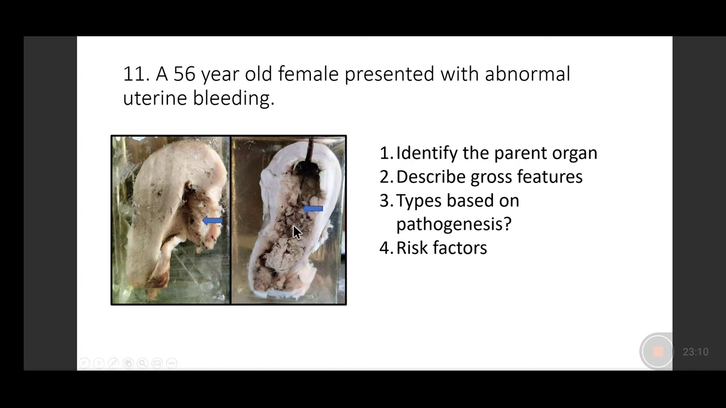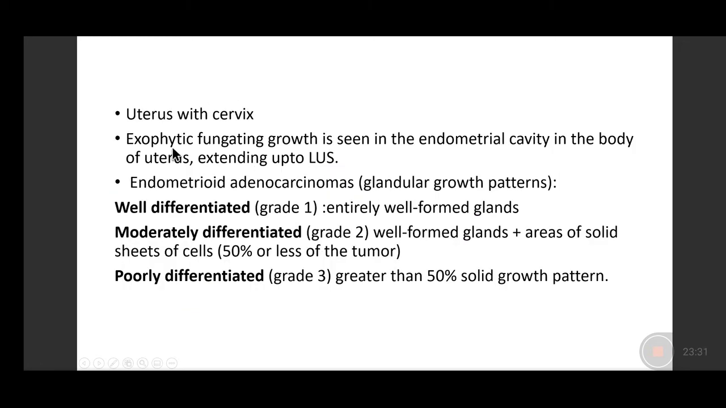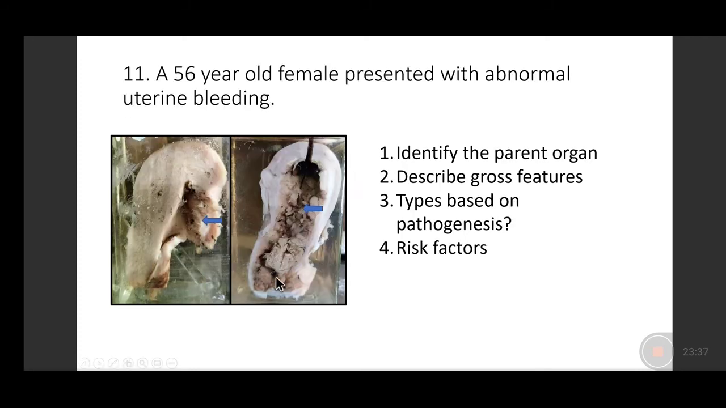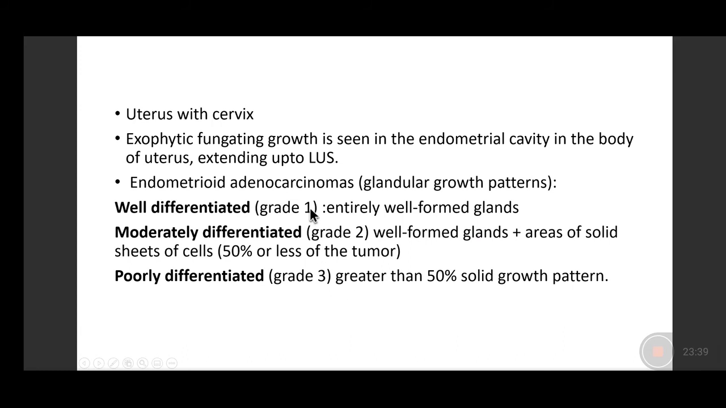So next is a specimen in which you can see the uterus. The lower end, the cervix, is also visible. There are no bilateral adnexal structures attached. We have a case of a 56-year-old female who presented with abnormal uterine bleeding. On the cut section of the uterus and cervix, the uterine cavity is filled with these exophytic structures. So an exophytic fungating growth is seen in the endometrial cavity in the body of the uterus, and this is also extending up to the lower uterine segment.